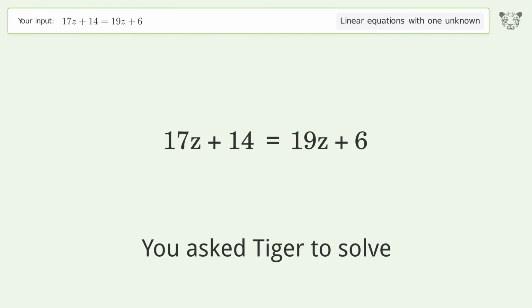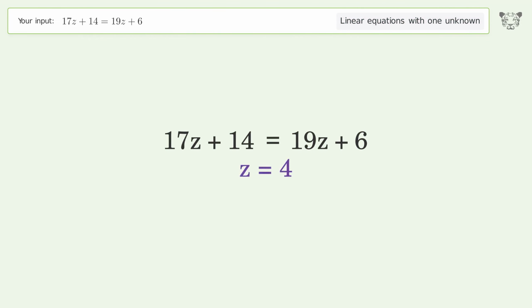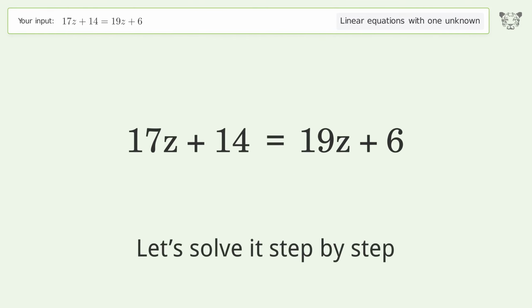You ask Tiger to solve this. This deals with linear equations with one unknown. The final result is z equals 4. Let's solve it step by step.